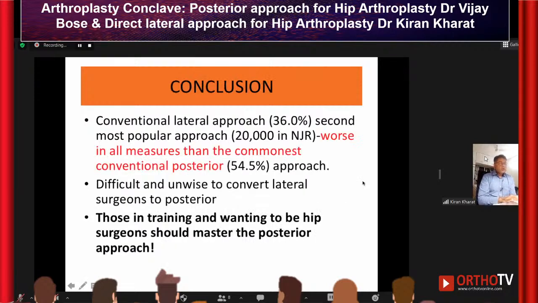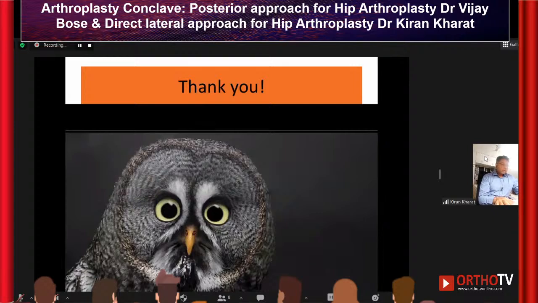So friends, the conclusion is that if you want to be a hip surgeon, you must master the posterior approach, but you cannot overlook the lateral approach. In the NJR, the lateral approach was the second most common approach. 36% used it, while the posterior approach was the commonest. And you cannot easily convert a lateral surgeon to a posterior surgeon, because it takes a completely different orientation. Fortunately, I was trained in the UK like Vijay was, and I'm happy with the posterior approach or the direct lateral approach. But if you have a choice, budding surgeons should master the posterior approach, learn it on cadavers by assisting the masters, and also learn the lateral approach very well, because it is an important approach to have in your armamentarium.